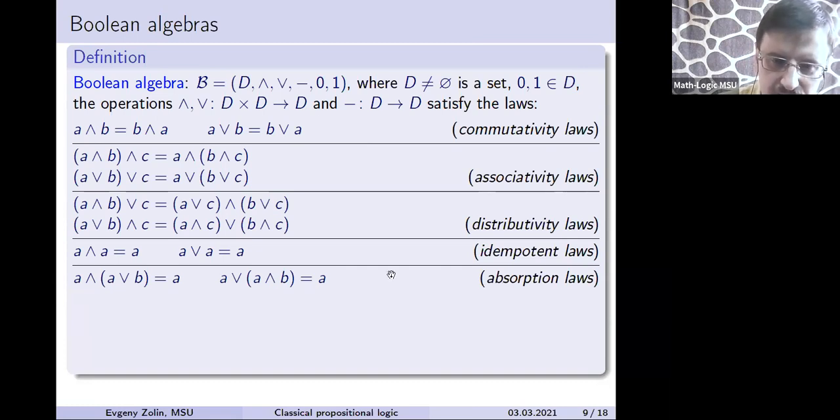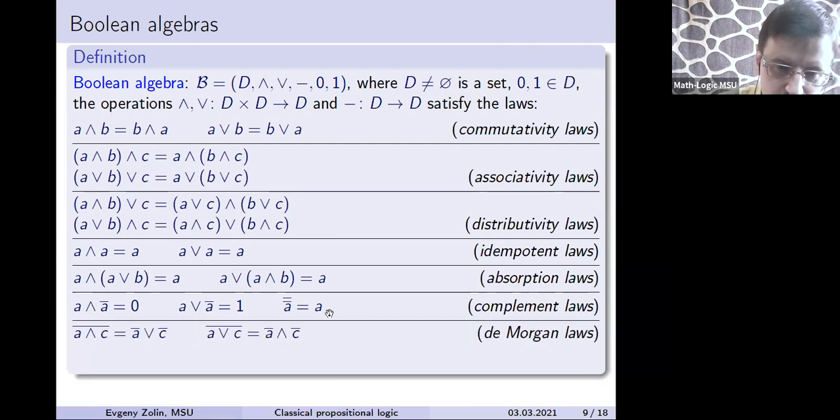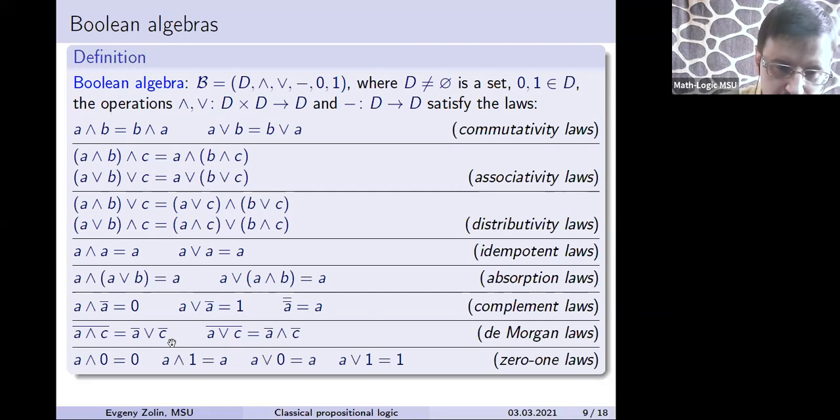Absorption. And there are some laws that connect an element and its complement. So the intersection is empty, the union is 1, and the double complement is exactly the same as A. The Morgan laws, and some laws about 0 and 1.